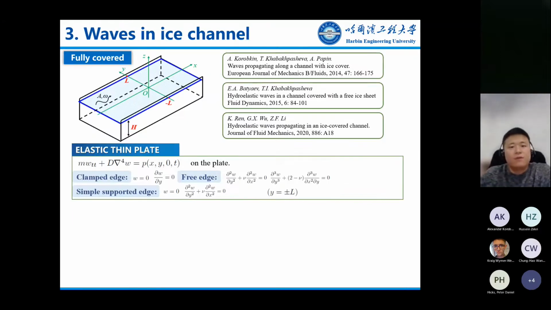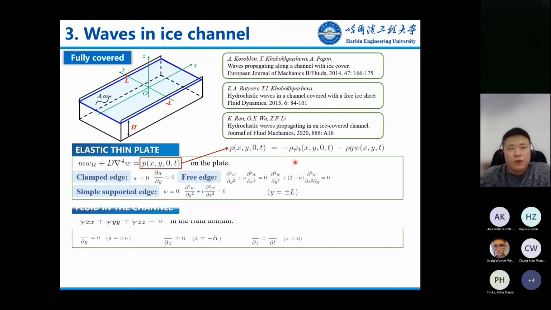For the problem of waves propagating along a channel fully covered by an ice sheet, the ice sheet is modeled by an elastic ice sheet, with corresponding edge conditions between the ice sheet and the vertical walls. The hydrodynamic pressure acting on the lower surface of the ice sheet is described by the linear Bernoulli equation. The fluid in the channel is assumed to be ideal and incompressible.